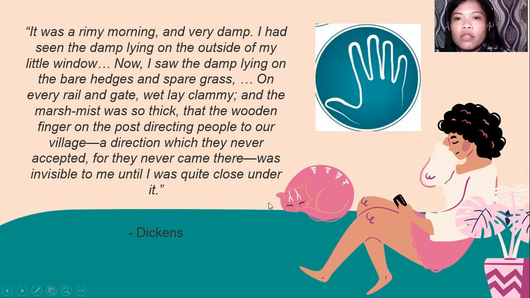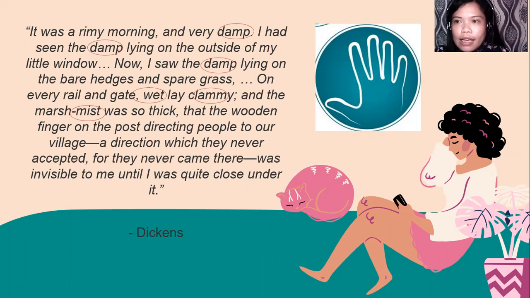So are you ready to find out those words? Okay, let's see. Remember, tactile is the sense of touch. So please find out those words. Here we go. You have there the damp, damp, then another damp, the wet, the clammy, the mist. So these are all the words that were used by Dickens to portray the tactile imagery in his writing.